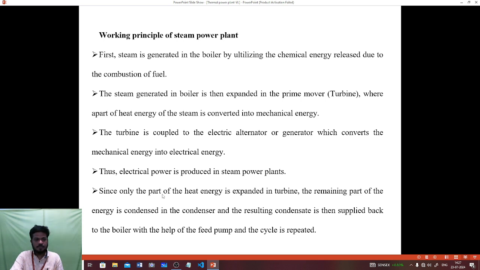Since only a part of the heat energy is expanded in the turbine, the remaining energy is condensed in the condenser, and the resulting condensate is supplied back to the boiler with the help of a feed pump, and the cycle is repeated. These are the basic working principles of a steam power plant.